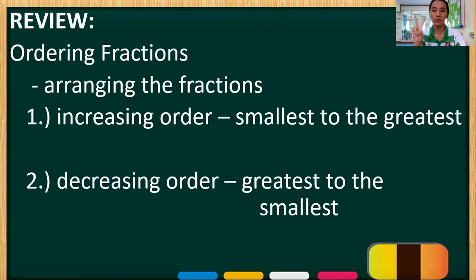We have two ways to arrange fractions. Number one is increasing order. If we are arranging the numbers in increasing order, we start to write from the smallest to the greatest. Next, number two, decreasing order. We are arranging the fractions from greatest to the smallest.